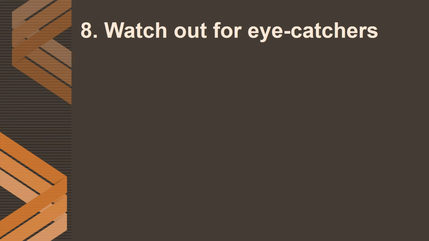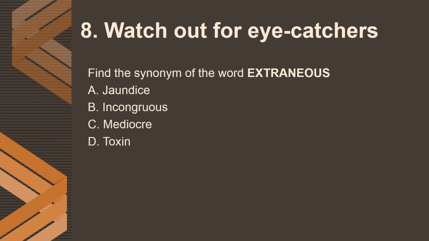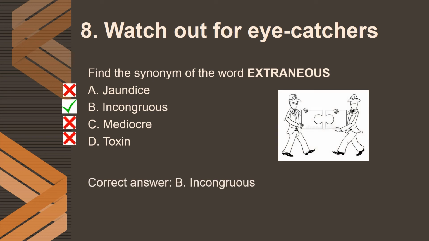Tip number 8 is to watch out for eye catchers. Sometimes you might get into an impasse where none of the above methods seem to work. If the given word is totally unfamiliar and none of the previous techniques have helped, then choose the hardest or the most unusual word. Look at this example. You have to find the synonym of the word extraneous, and the given options are jaundice, incongruous, mediocre, and toxin. So here the right answer is incongruous, and that was one of the really unusual words out of the given options.